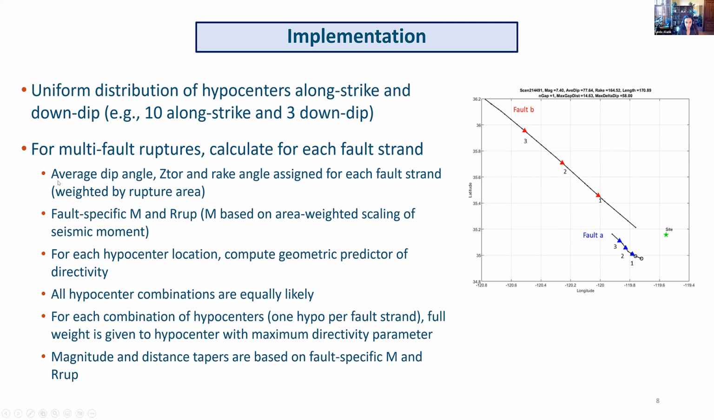For each fault strand, we compute the average dip angle, Z2R, rake angle, as well as fault-specific magnitude and the Rrup to the site. For each hypocenter location, we computed a geometric predictor of directivity for the different directivity models that we've used. We take all hypocenter combinations and we assume that they are all equally likely. Then for each combination of hypocenters, we compare the geometric predictor of directivity, and the full weight is given to the hypocenter with the largest directivity parameter.